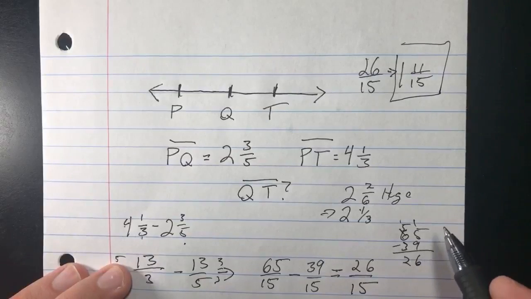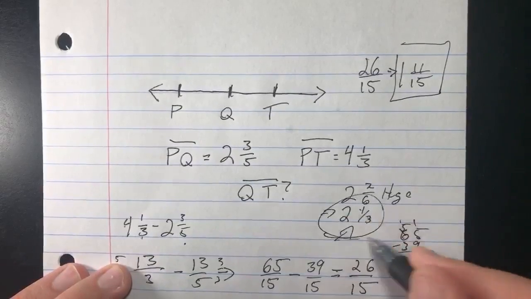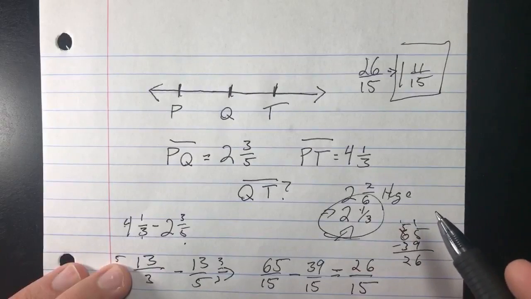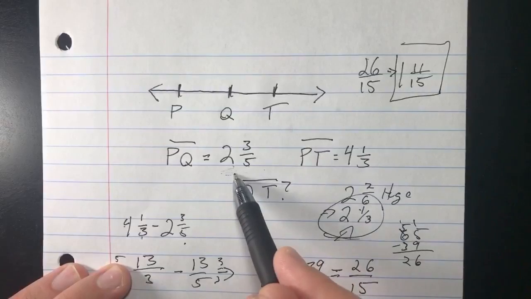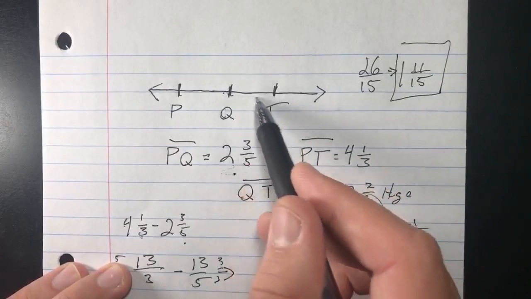Cool. So how did you get 2 and 1/3? Let's talk about it. Because if you think about it, this is already 2 and then some, and it needs to add QT, and then we get 4, and then a little bit.